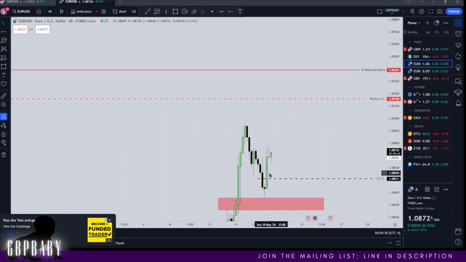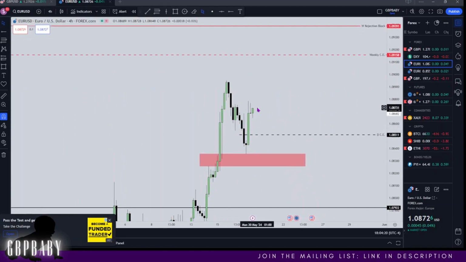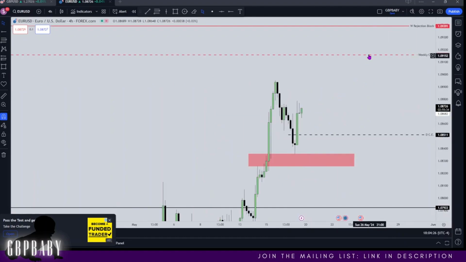You'll see there's a massive fair value gap and a bullish order block right here. So again, if we're going to create some kind of low on Monday or Tuesday, ideally it will be in this range, and then price will be permitted to continue on higher.